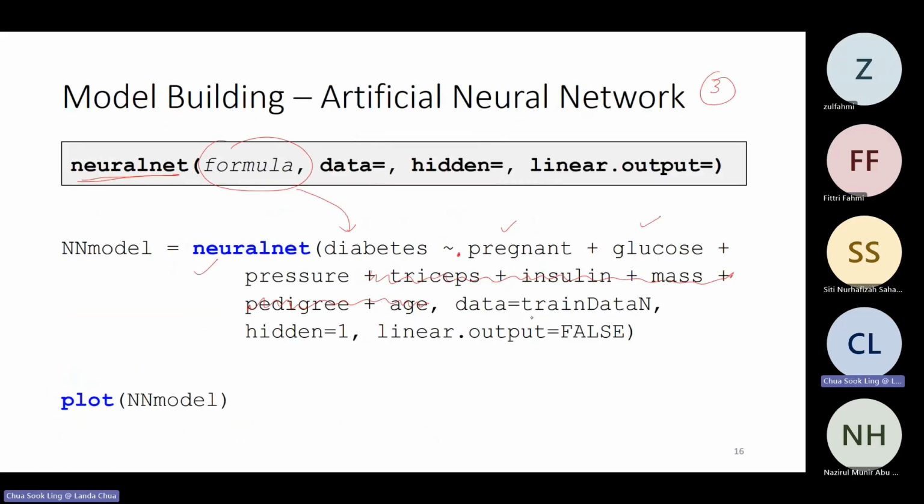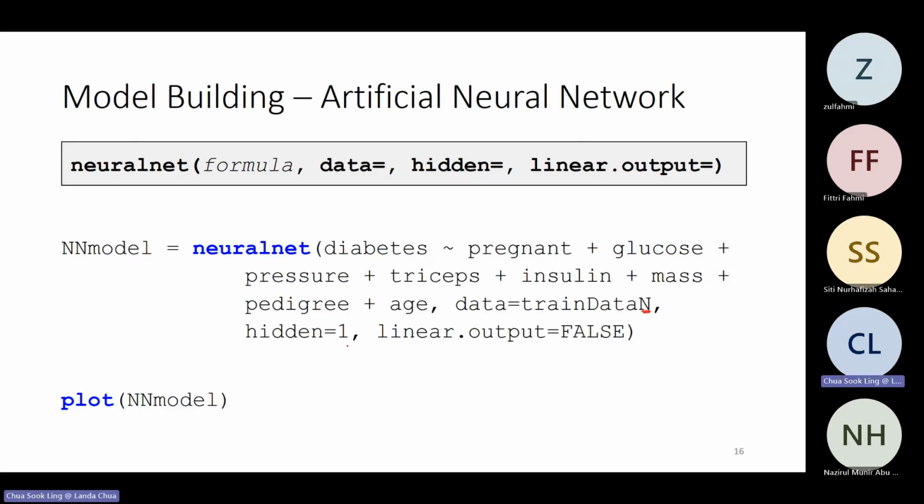Okay, then specify the training data. Let me just erase all this first here. Specify the training data, which is still normalized, because the artificial neural network is based on weights, right? There's some calculation over there, the summation function, all this thing. Use the normalized train data.